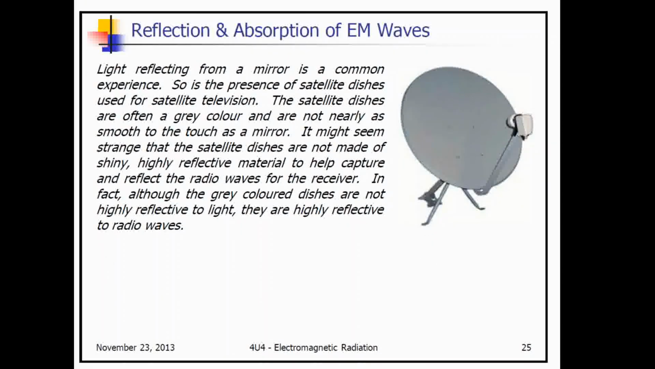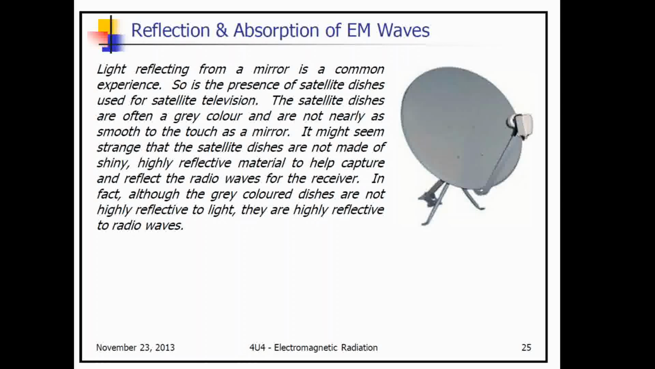So next, talking about reflection and absorption of electromagnetic waves. Light is the electromagnetic wave lots of us are familiar with, and you see light reflecting off a mirror. Now you've probably seen satellite dishes around. You might be wondering why those satellite dishes are gray, and they're not exactly as smooth as a mirror. Well, satellite dishes are actually reflecting satellite waves, which are radio waves.